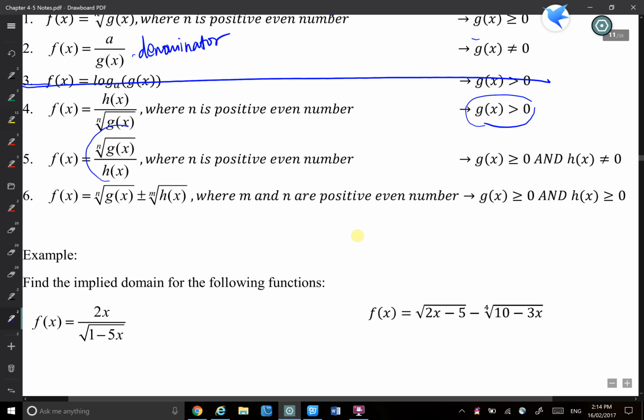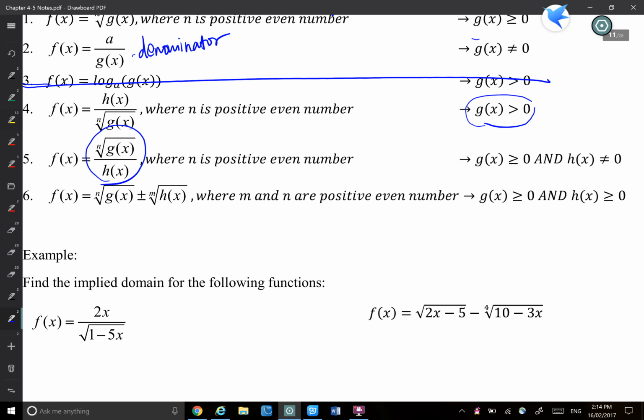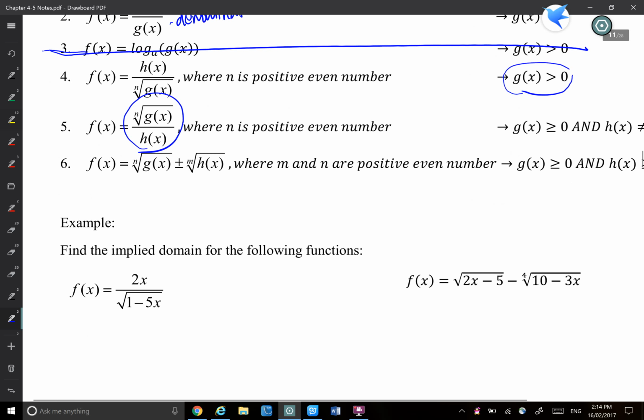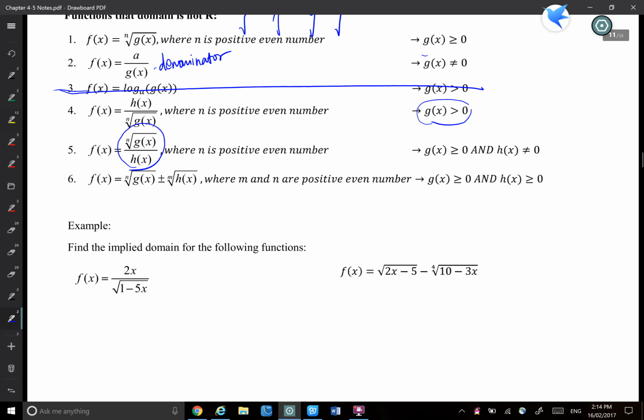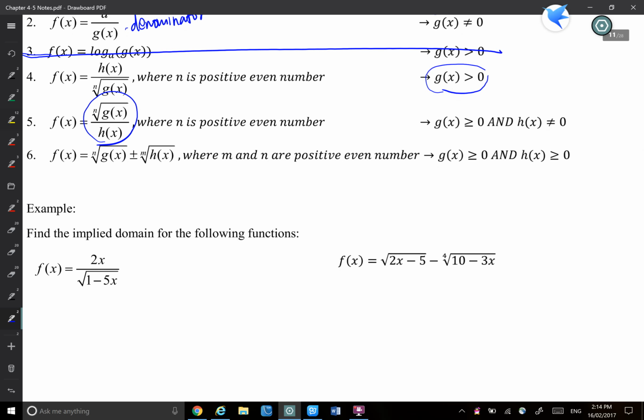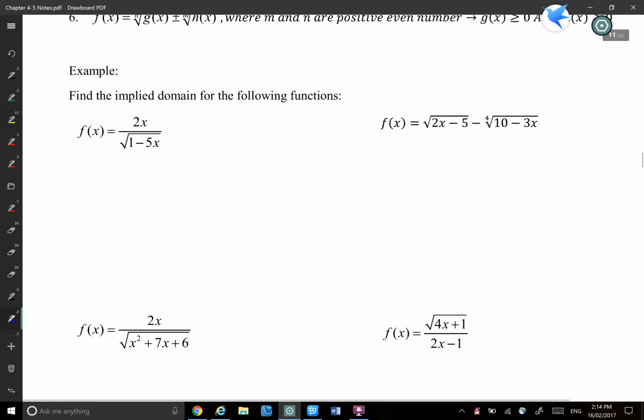For the next one, we have an even root and we have h(x). So what we need is g(x) greater than or equal to 0. At the same time, I need h(x) not to be 0. If I show you examples, that will make a lot of sense. And the last one will be 2 positive even roots. You will take the intersection between those. So let's do one example.